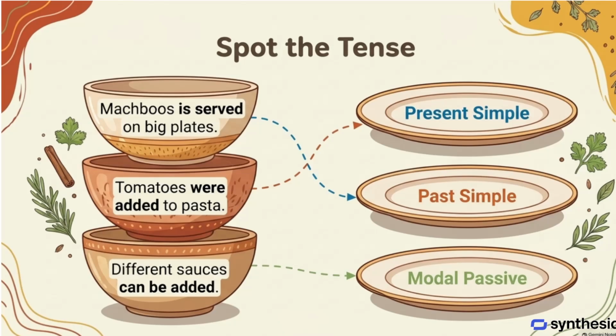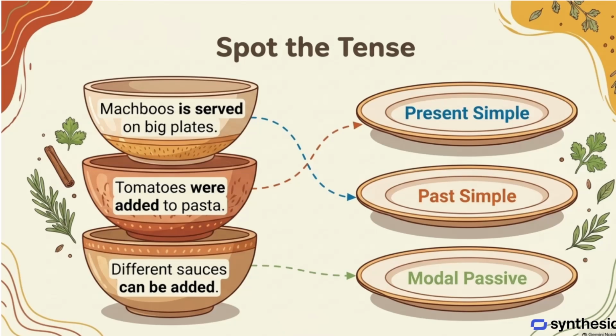Now look at. Tomatoes were added to pasta. This is the past simple passive. Why? Because we use were plus the past participle. Finally, different sauces can be added. This is the modal passive. Why? Because we use can plus be plus the past participle.